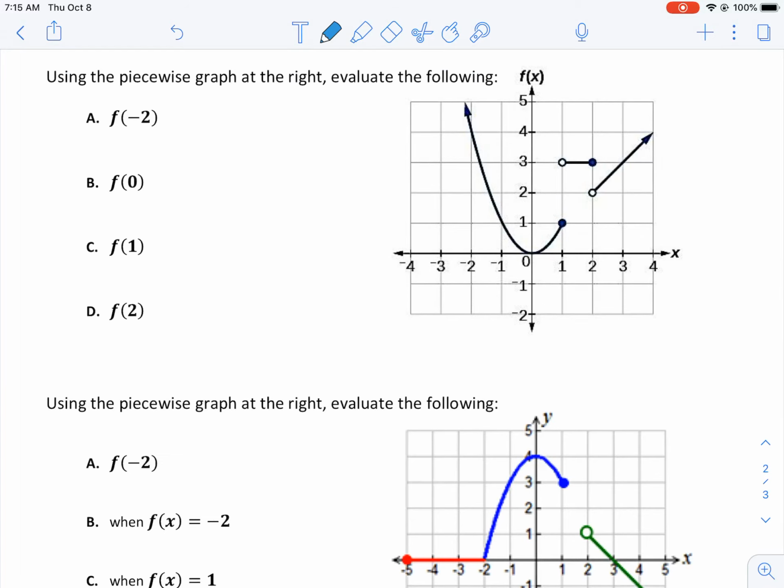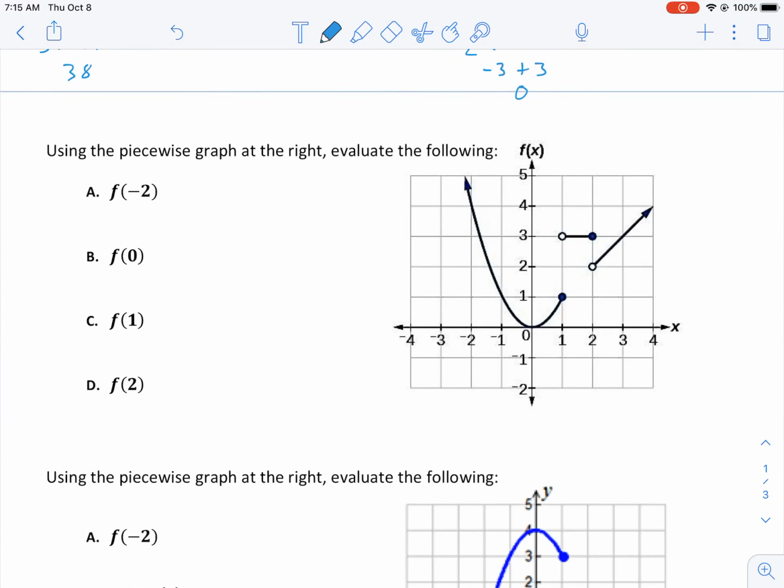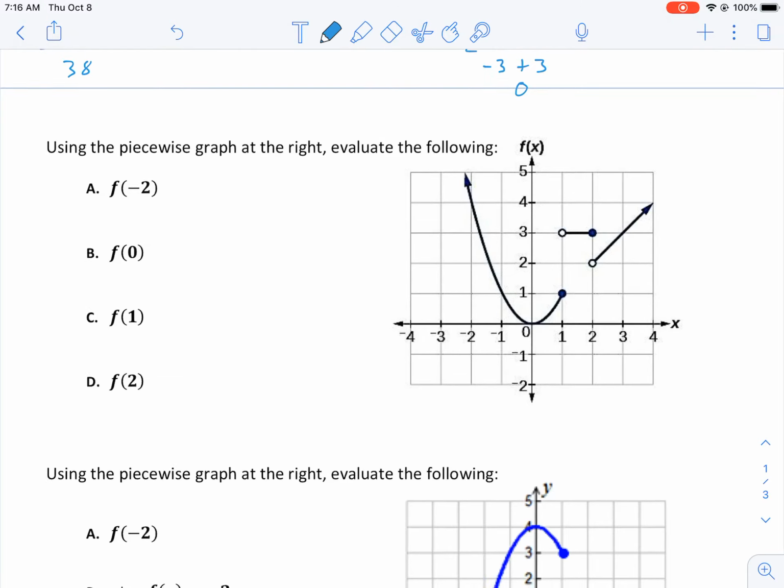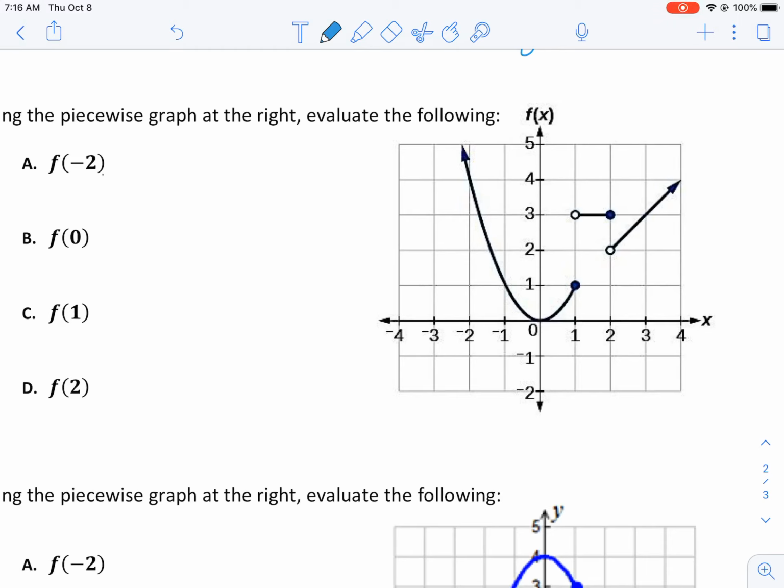The last thing that we're going to do is use a piecewise graph. So function notation with a piecewise graph. Again, you're doing the exact same thing that we did for function notation with a graph. Whatever they tell you the input is, you go up and find out where the output is. So f of -2: we go to -2 on the x-axis, look up, find that point, look over, it's at 4. So f of -2 equals 4.